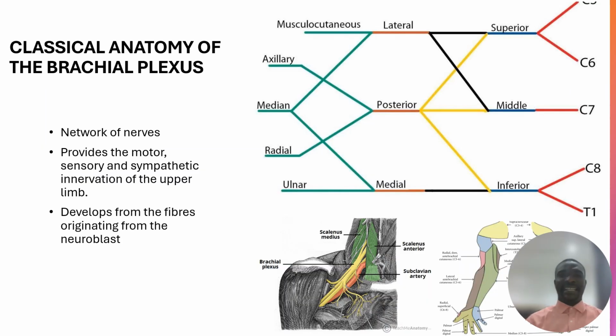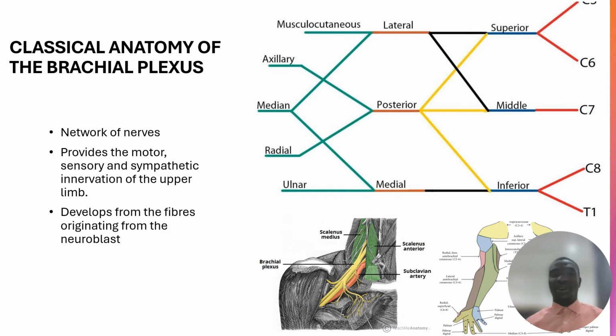So let me start by looking at the classical anatomy of the brachial plexus just as a refresher. Brachial plexus is a network of nerves. I want to say a finely connected network of nerves that usually come from the ventral roots of the spinal nerves. You have five of them in the classical concept of the brachial plexus: C5, C6, C7, C8, and T1. So these five roots lead to the formation of the brachial plexus.